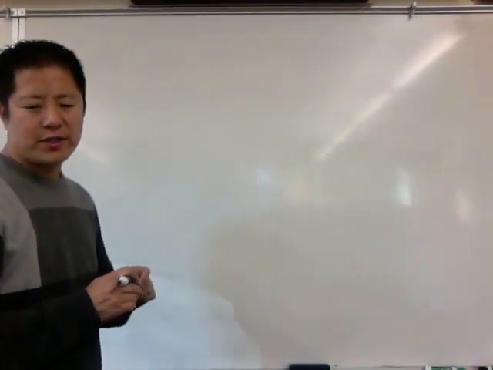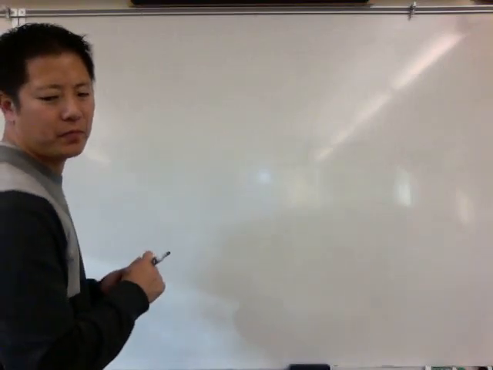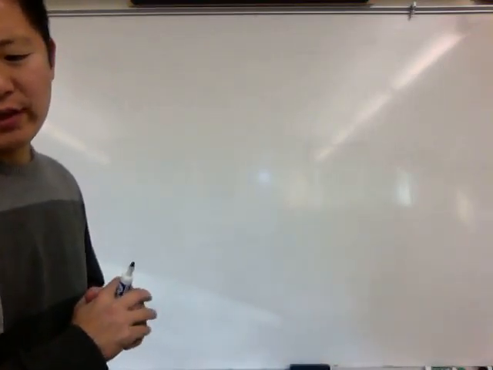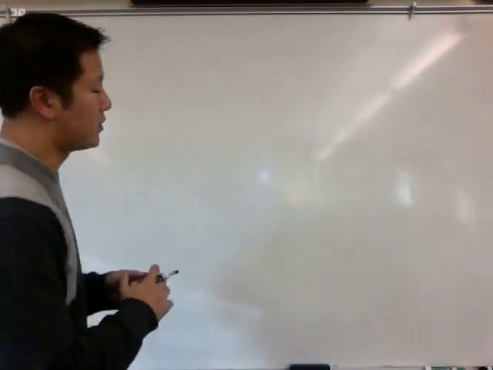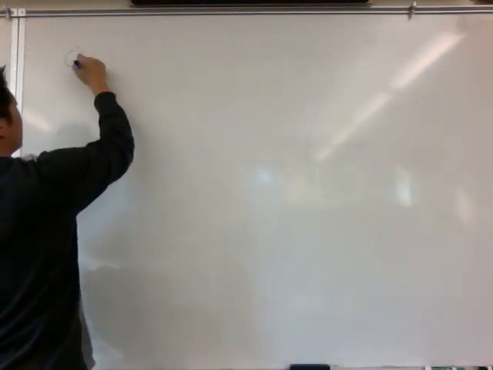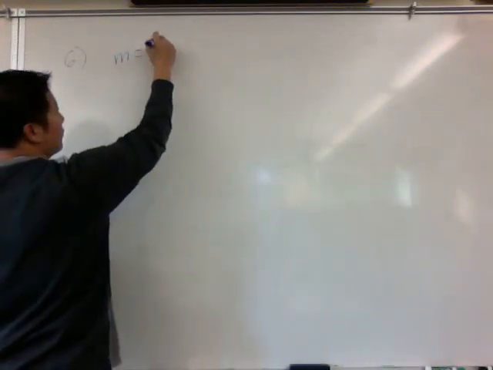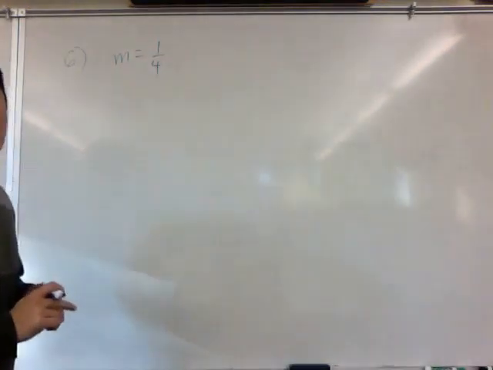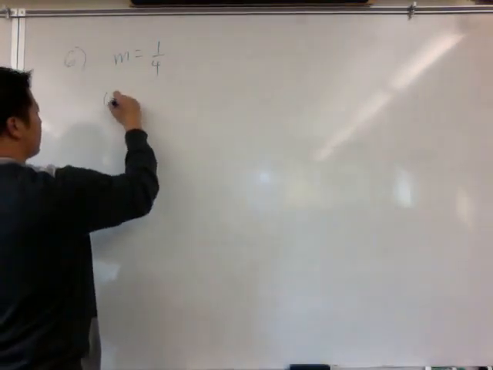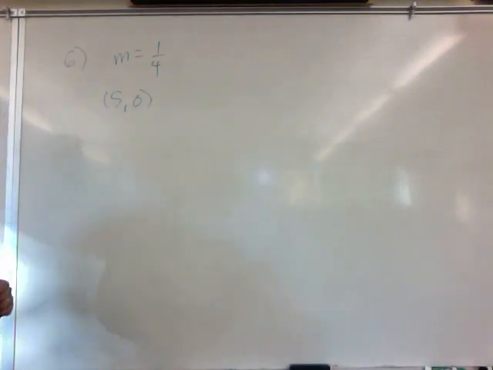Alright, this will be for number 6 on the slope-intercept worksheet. It asks you to find the equation of the line in slope-intercept form where the slope is equal to 1/4. And we know that (5, 0) is on the line. And this is the x-intercept, not the y-intercept.